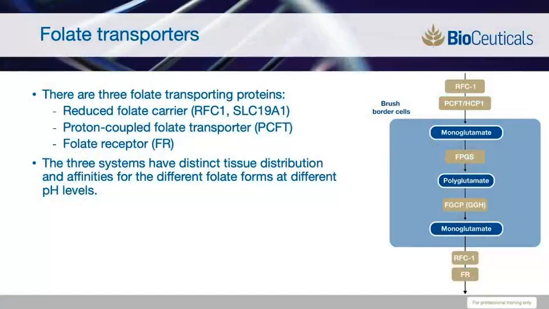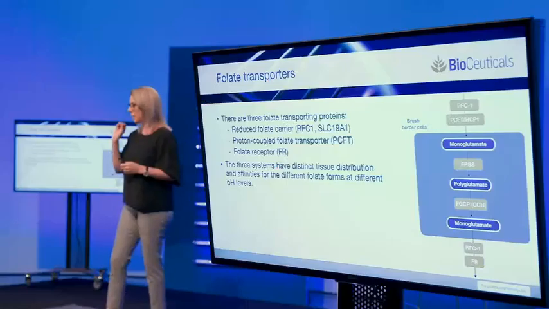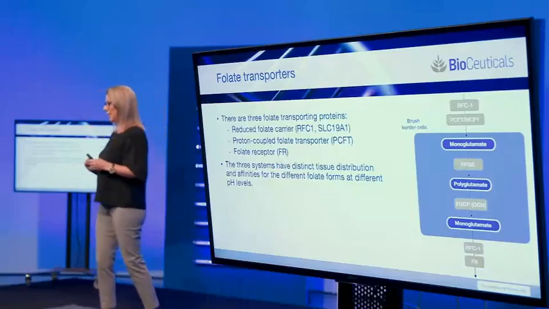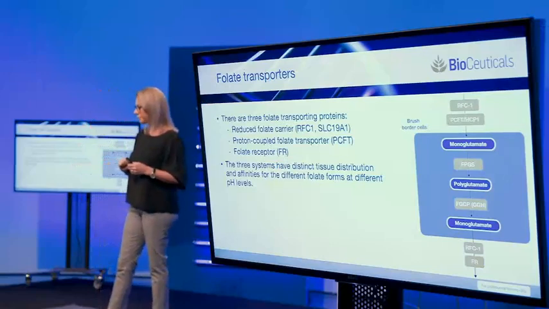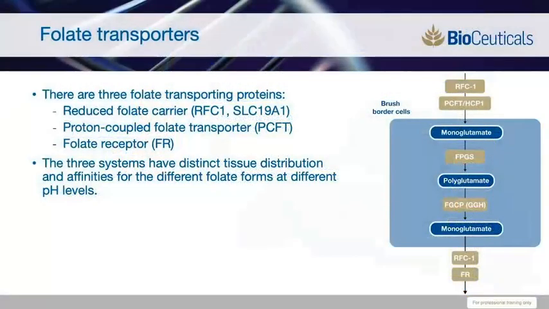We don't know as much about the folate receptor. We probably know the most about the reduced folate carrier, or RFC1. So these three systems have distinct tissue distributions. For example, the reduced folate carrier, I believe, is found in most of the cells in the body, so helping get folate into the cells, whereas PCFT is more so in the gut.